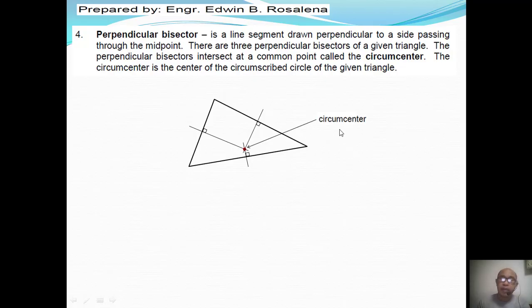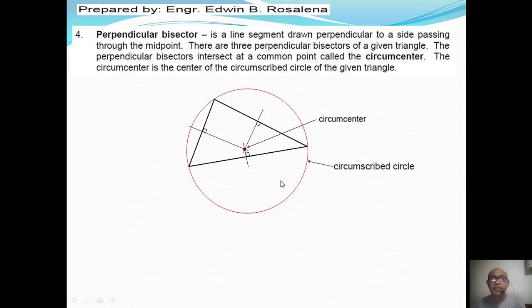Why? Because we can draw a circle which touches all the three vertices. And we call it the circumscribed circle of the triangle. So the radius of the circumscribed circle is the distance from the center, the circumcenter, to any of the vertices. So that is the big letter R.